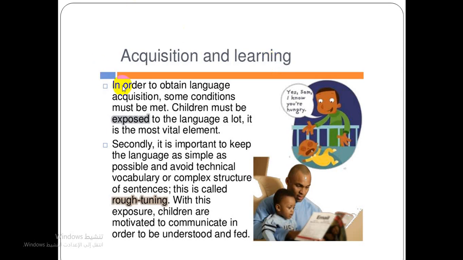So here, in order to obtain language acquisition, some conditions must be met. Such as, the children must be exposed to the language a lot. It is the most vital element. And secondly, it is important to keep the language as simple as possible and avoid technical vocabulary or complex structure. This is called rough tuning.